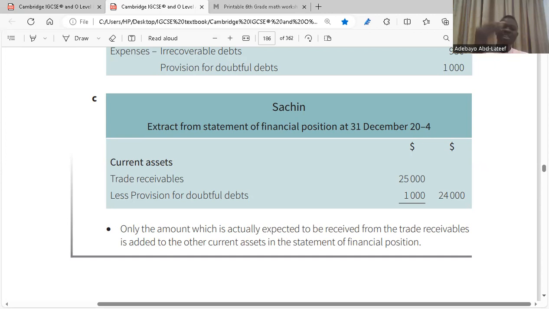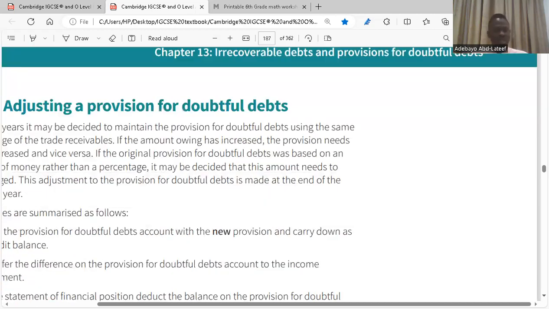Yes. So in your extract from the statement of financial position, you're going to have current assets, which is what? Trade receivables less provision for doubtful debts, which is 25,000 minus 1,000, the 4%, which is 24,000. So your trade receivables will be 24,000. Is it clear? Yes, yes. Okay, good.